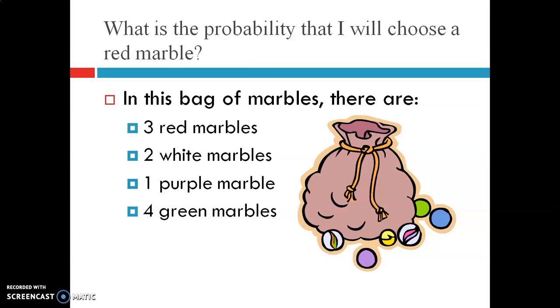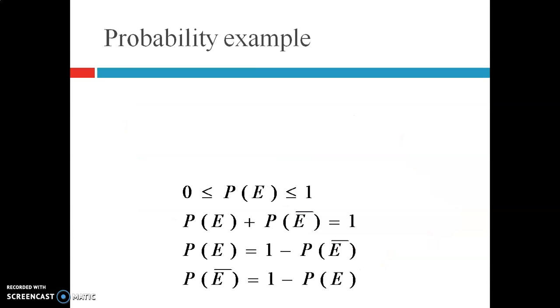Now, what is the probability that I will choose a red marble? So you see one example: choosing a red marble from the given set of marbles. In this bag of marbles there are 3 red marbles, 2 white marbles, 1 purple marble and 4 green marbles. So what they ask is, what is the probability that I will choose a red marble? Red marbles, we know that 3 marbles are available.